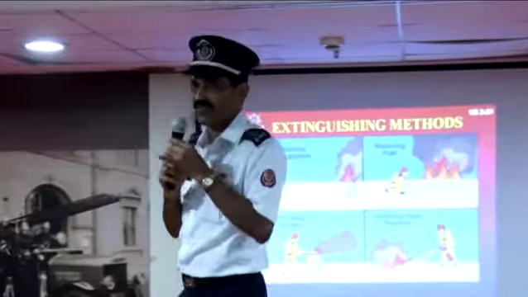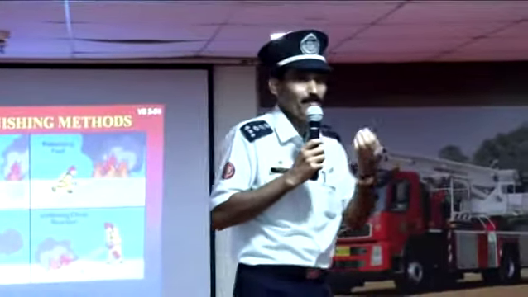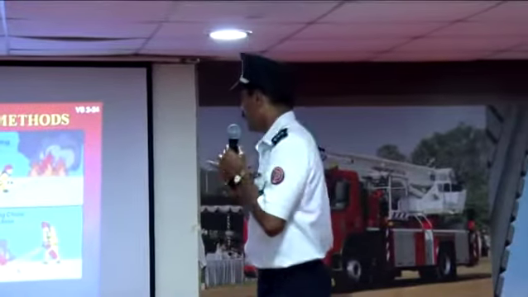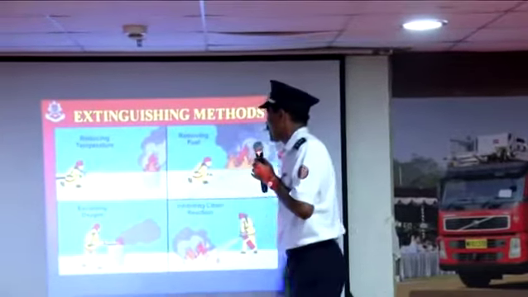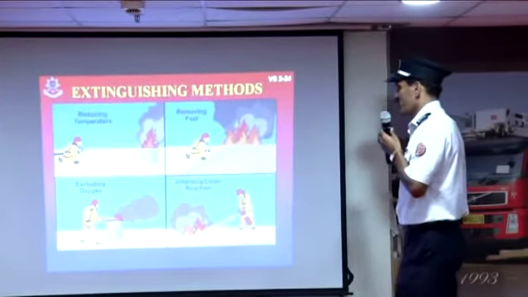So first degree burn means superficial. Second degree burn means your skin and muscles, all these things. Third degree burn means bone. Okay. So now the extinguishing methods: either you reduce the temperature, remove fuel, exclude oxygen, or inhibit the chain reaction.